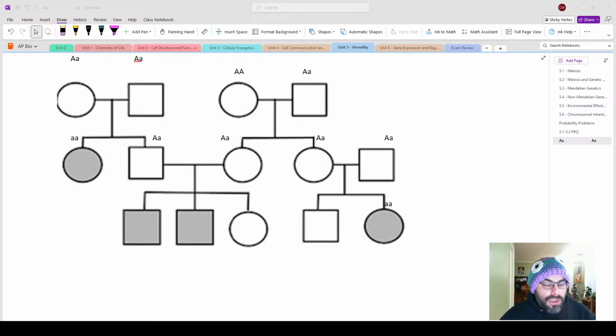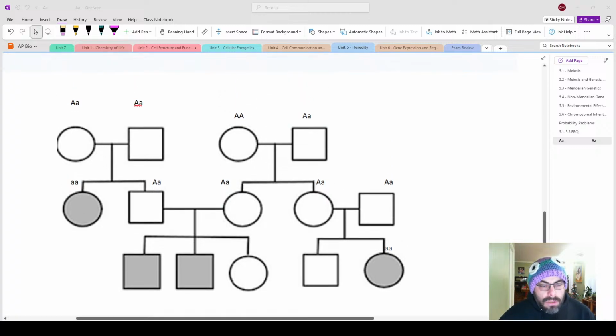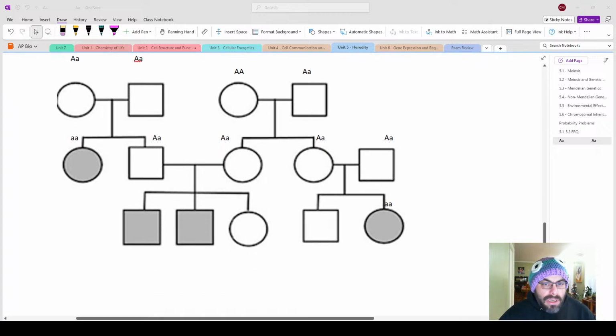There's a couple of things you can ask yourself. The kid has it and the parents don't, so it's not dominant. If dad passed it to his daughter, but he doesn't have it, then it's not sex-linked, right? Because he only gives a big A. So that's a couple of things that you can look at.